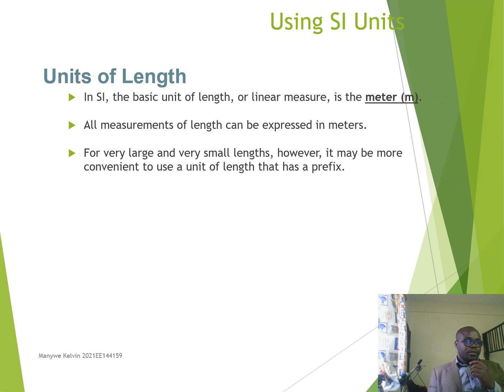Now, from that, we shall look at a few other sub-concepts. That's the unit of length. In SI, the basic unit of length or linear measure is the meter, as you have seen in the previous slide. All measurements of length can be expressed in meters. For very large and very small lengths, however, it may be more convenient to use a unit of length that has a prefix, and that's what we are calling metric systems. For example, a meter can be expressed in millimeters by multiplying by 1000, and so forth.